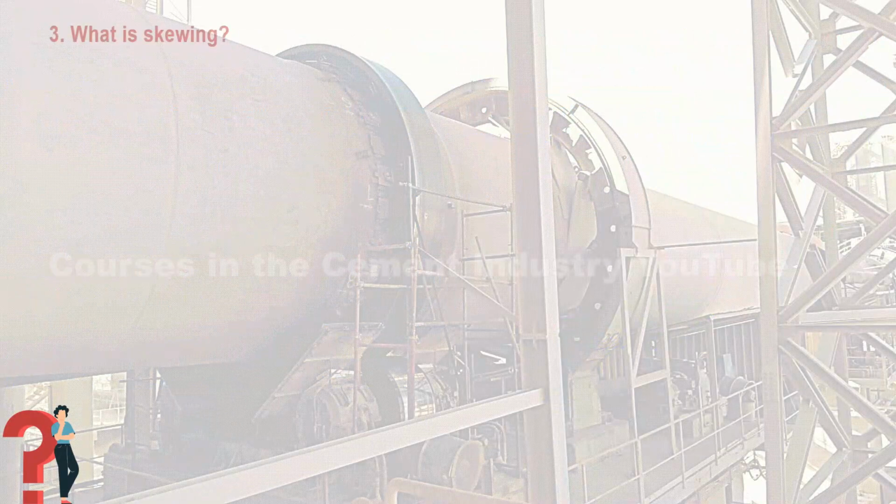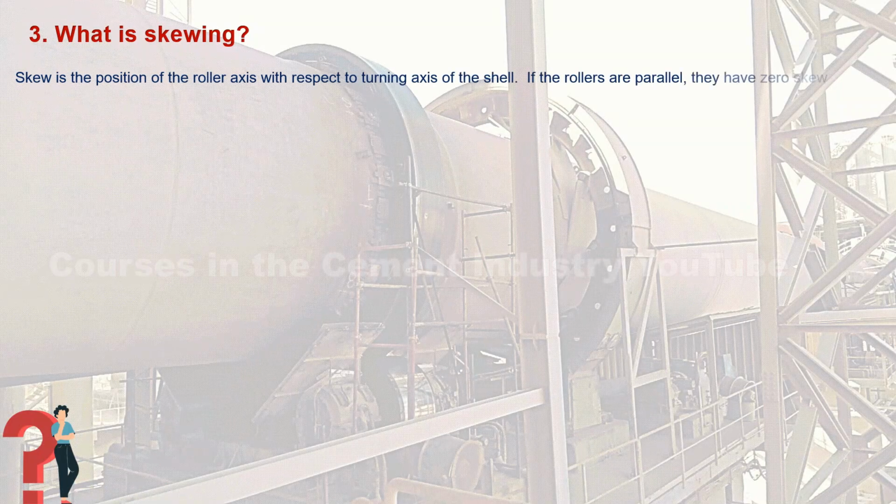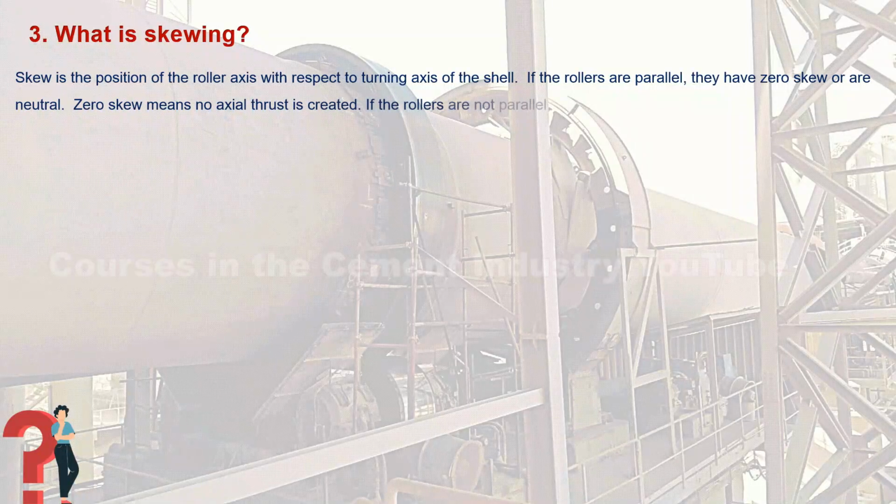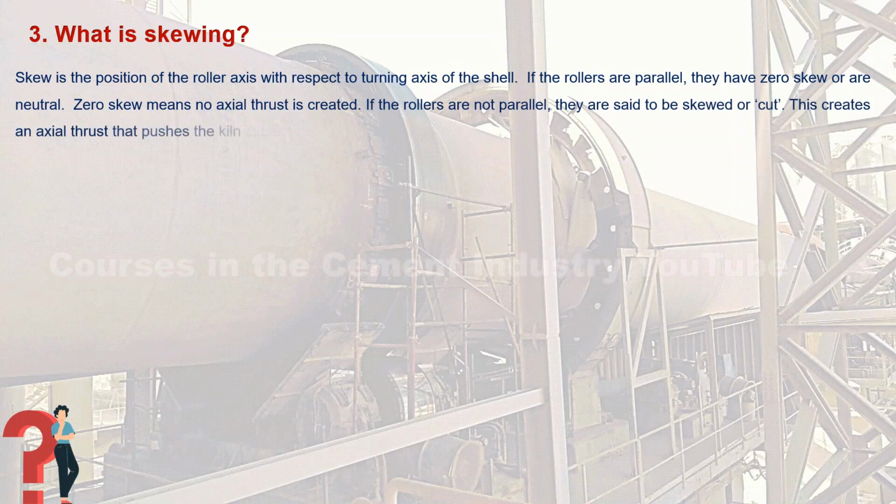Question 3. What is skewing? Answer. Skew is the position of the roller axis with respect to the turning axis of the shell. If the rollers are parallel, they have zero skew or are neutral. Zero skew means no axial thrust is created. If the rollers are not parallel, they are said to be skewed or cut. This creates an axial thrust that pushes the kiln either uphill or downhill.